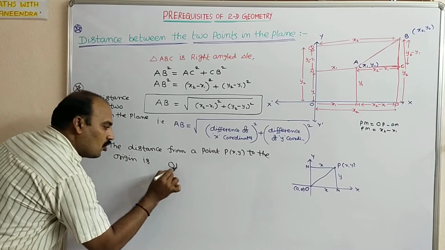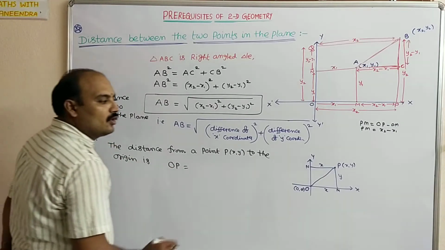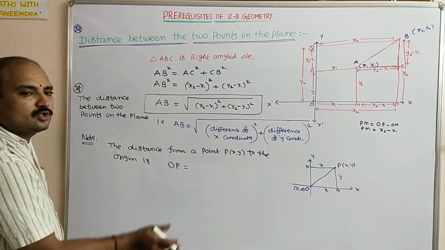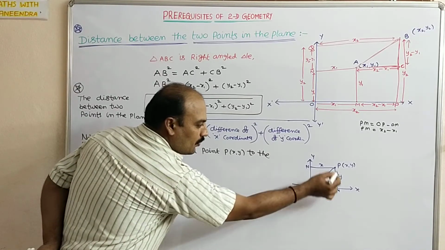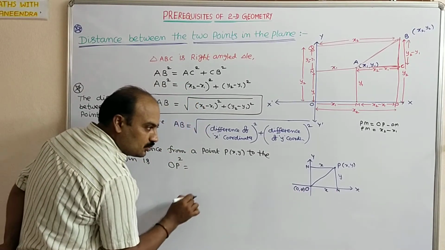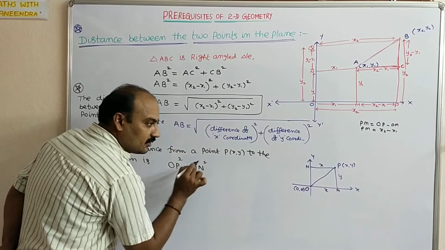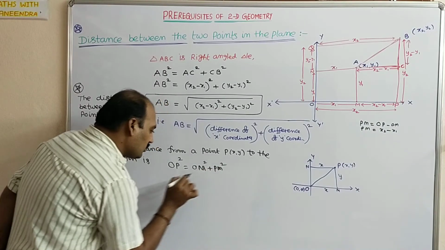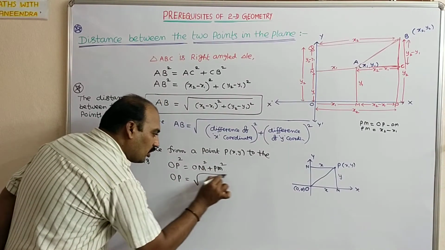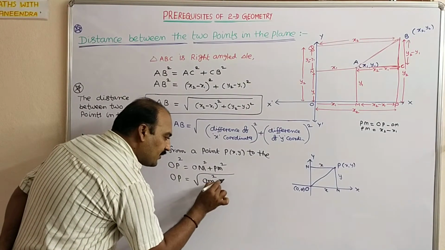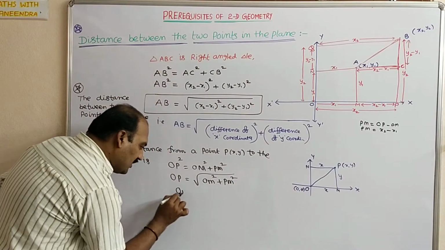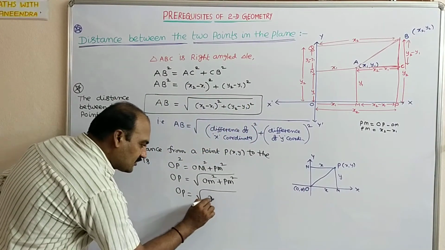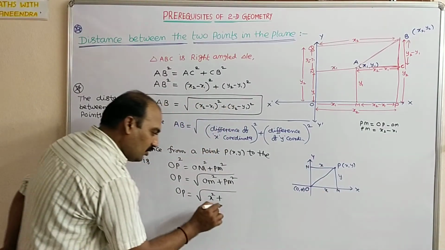OP is equal to what? First, you have to apply Pythagoras theorem. So from triangle OPM, OP square is equal to OM square plus PM square. I want only OP. OP is equal to square root of OM square plus PM square. So OP is equal to square root of OM, what is OM? X square plus PM square, PM is what? Y square.